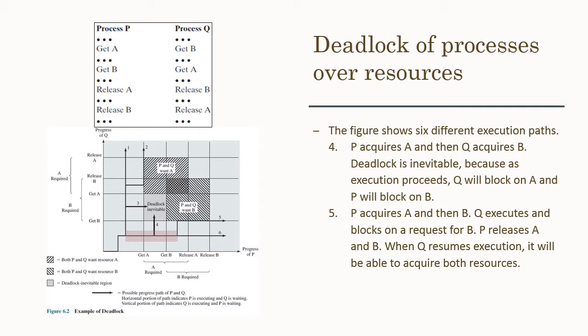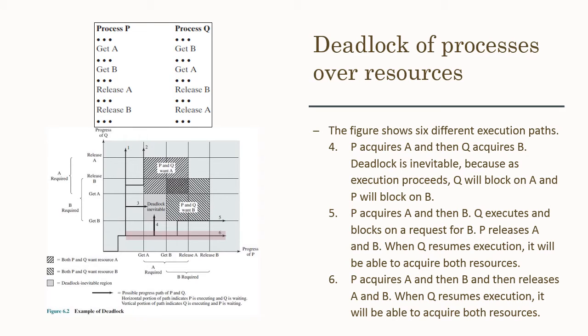Path 5. P acquires A and then B. Q executes and blocks on a request for B because B is with P. P releases A and B. When Q resumes execution, it will be able to acquire both resources. Path 6. P acquires A and then B and then releases A and then B. When Q resumes execution, it will be able to acquire both resources because P has already finished execution.